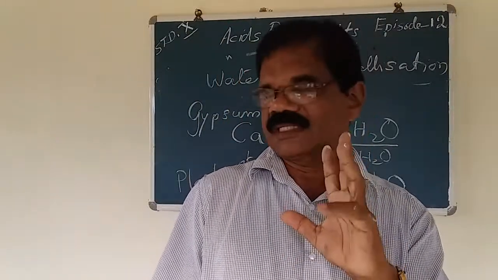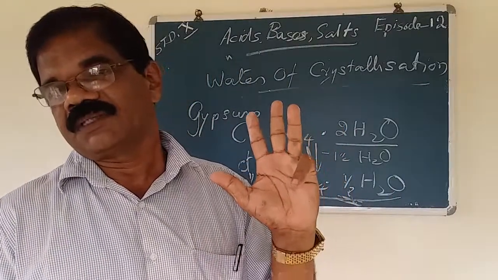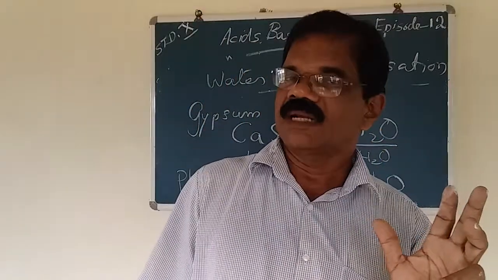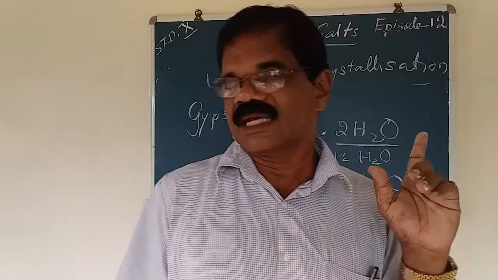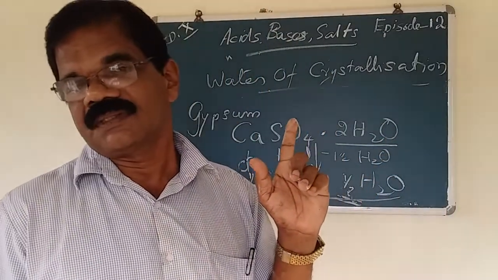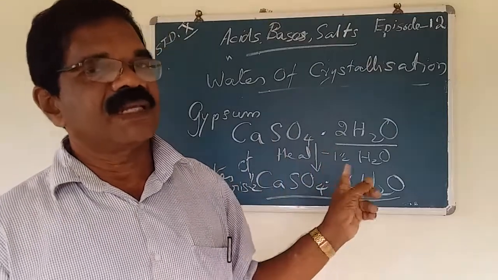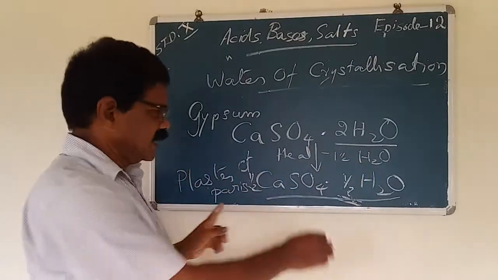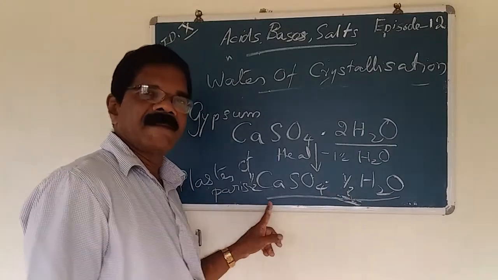Here we can see four examples. One, sodium carbonate Na2CO3·10H2O. Second, copper sulfate CuSO4·5H2O. Third, calcium sulfate CaSO4·2H2O. Fourth, plaster of Paris CaSO4·½H2O. Here CaSO4·½H2O is known as plaster of Paris.